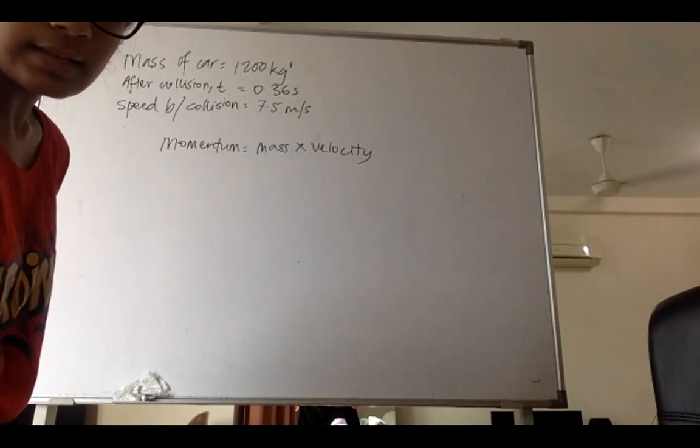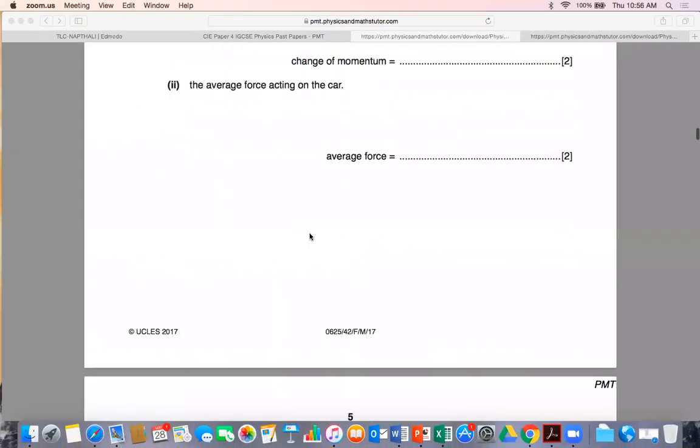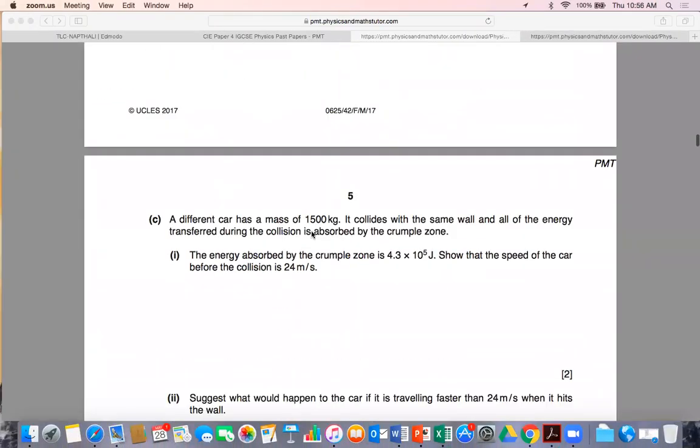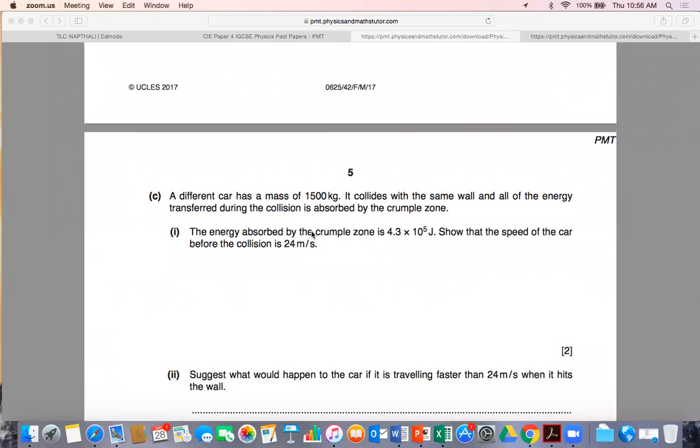Let's go to the last part of the question. If a car of mass 1,500 collides with the same wall, all the energy transferred during the collision is absorbed by the crumple zone. So now we're looking at energy. Energy absorbed is 4.3 times 10 to the power of 5. Show that the speed of the car before the collision is 24.